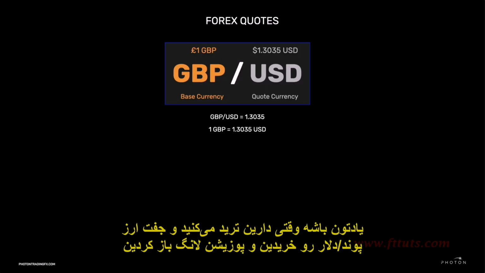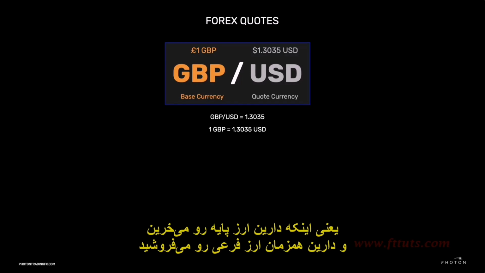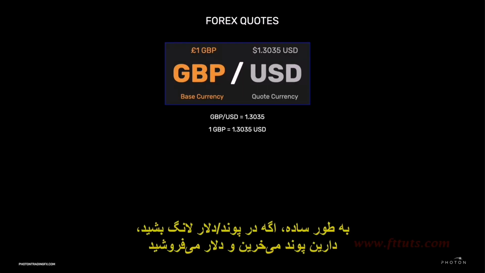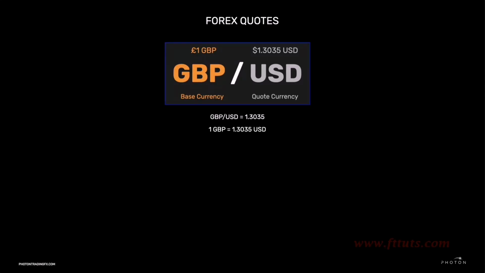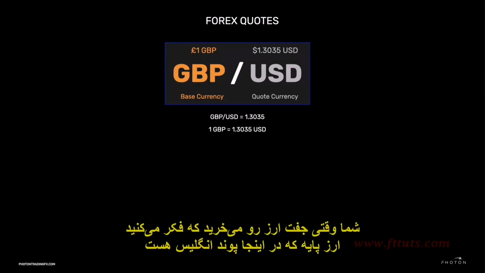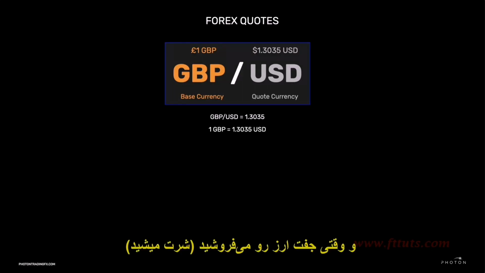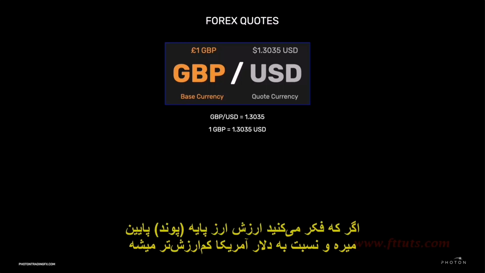Now remember, when you're trading, if you buy the currency pair pound dollar and you go long, this simply means that you are buying the base currency and you are simultaneously selling the quote currency at the same time. So in simpler terms, if you go long pound dollar, you are buying pounds and you are selling dollars. So you would buy the pair if you believe that the pound will appreciate and gain value relative to the quote currency, the US dollar, and you would sell the pair and go short if you think the base currency, the pound, will depreciate and lose value relative to the quote currency, the dollar, right?